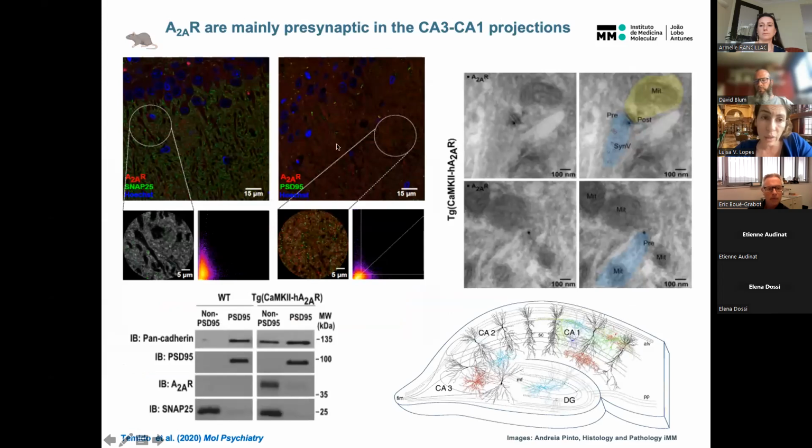So the first thing we remarked is that the A2A receptors seem to be mainly presynaptic in the CA3-CA1 projection. So they were mainly going from these projections in the terminals to the CA1 synapses. And you can see here we did some fractionation in which A2A receptors are mainly in the non-PSD, so the non-postsynaptic density fraction, and more in the SNAP25, so mainly the presynaptic fraction.